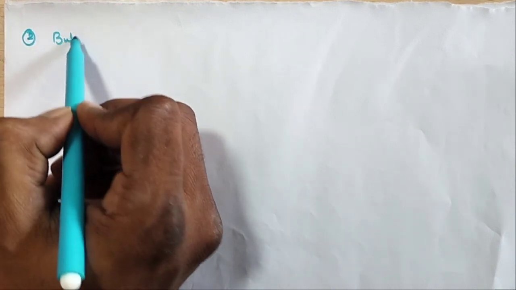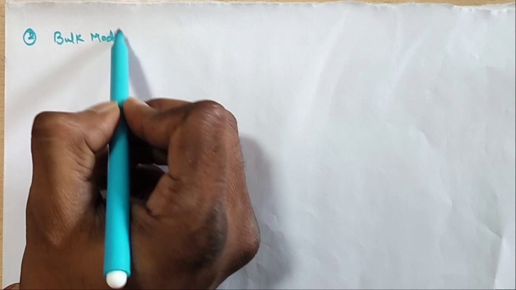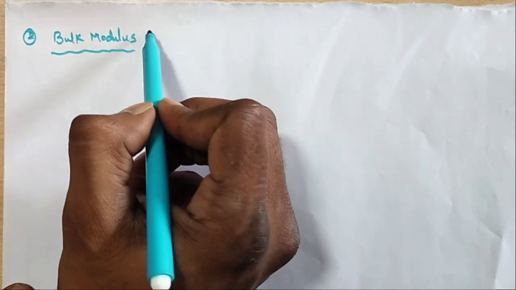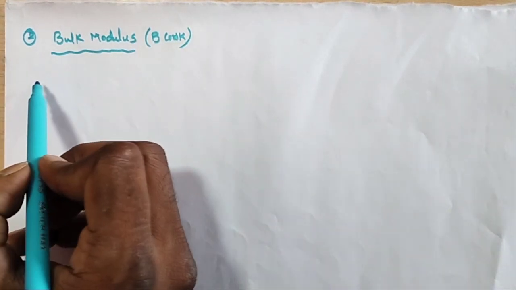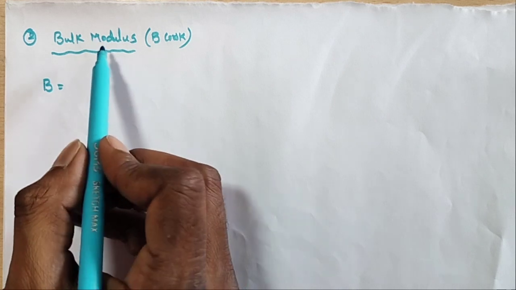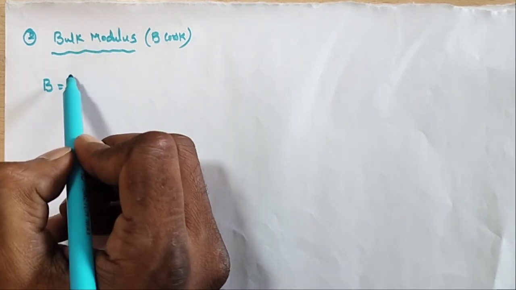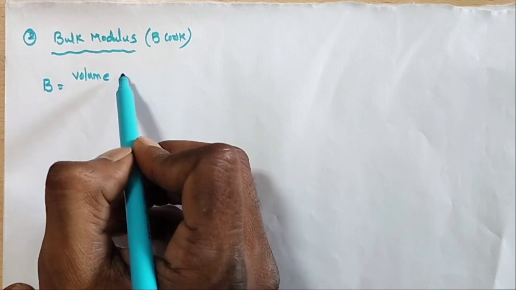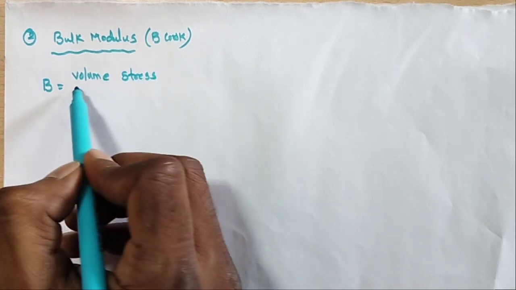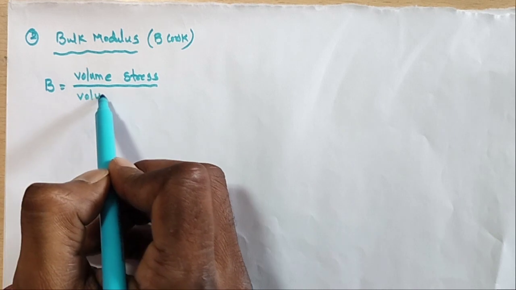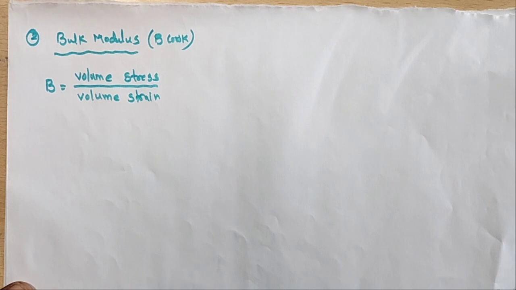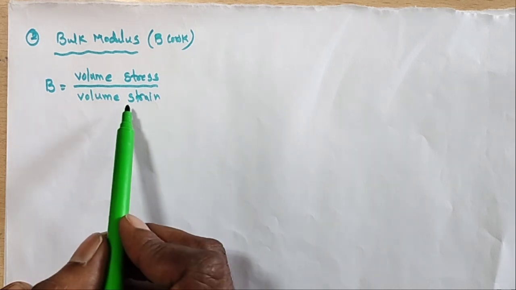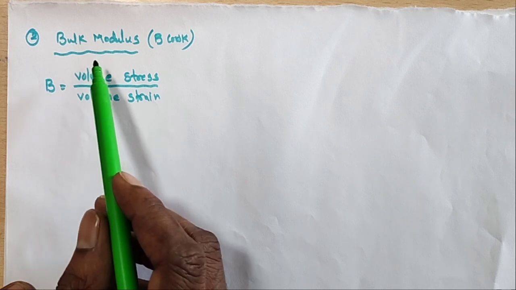The second one is bulk modulus. So what is the symbol? Here I am taking B. So what is the definition of the bulk modulus? B is equal to, within the elastic limit, the ratio of volume stress to volume strain. Within the elastic limit, the ratio of volume stress to volume strain gives the bulk modulus of a given material.